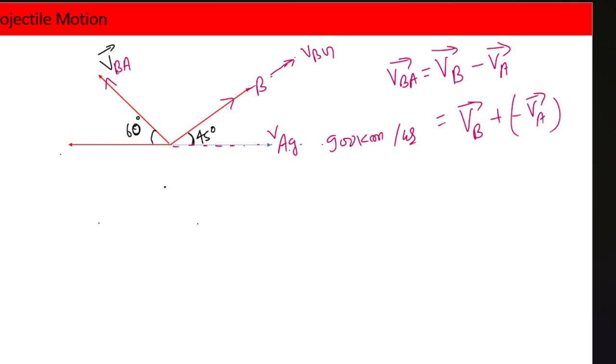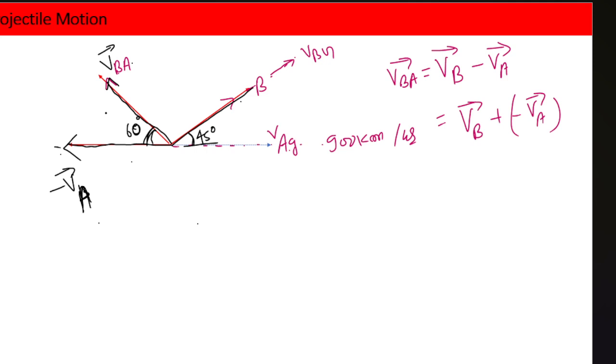Let's draw it here. So where is your VB? VB is this. And where is minus VA? VA is in this direction, so minus VA will be in this sense. This is this. So this is minus VA, and the resultant of these two vectors is this. Done? So basically VBA is the resultant of VB and minus VA. And VBA, that is the resultant, is making an angle of 60 degree with one of the vectors, that is minus VA. It is making an angle of 60 degree with it.